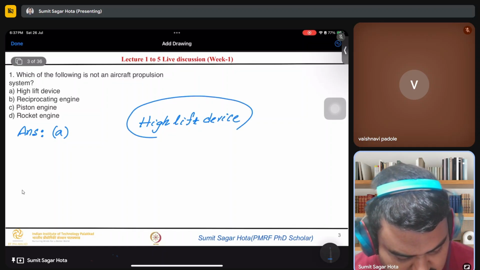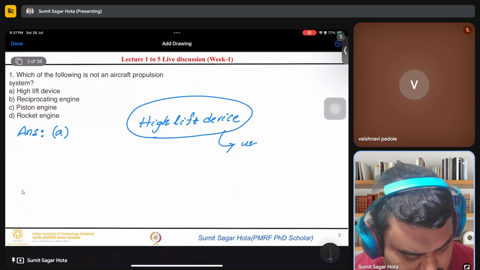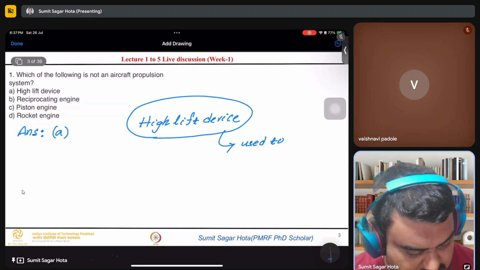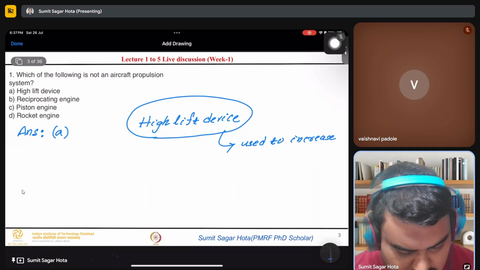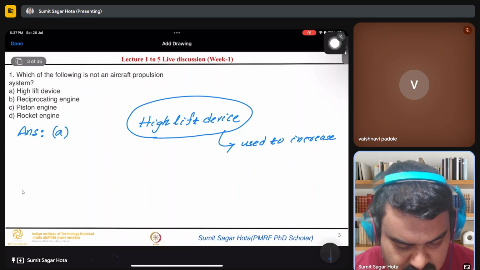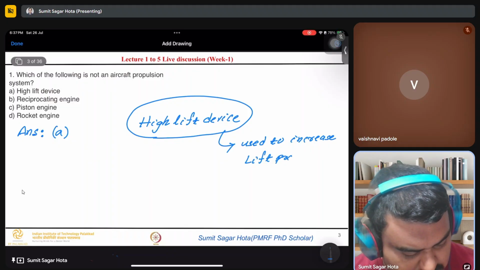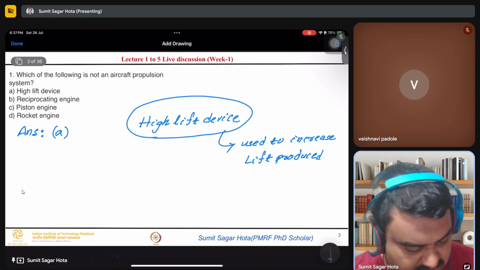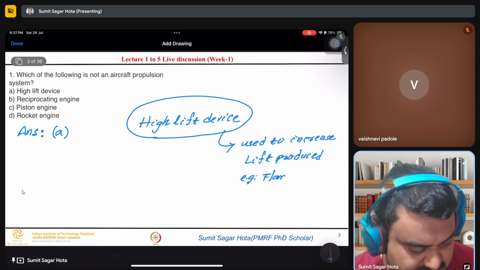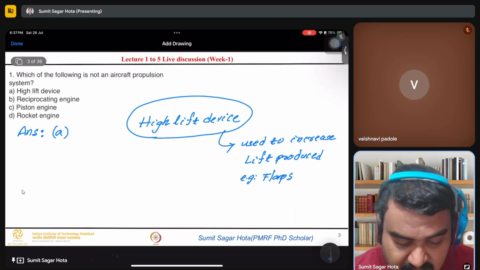This high lift device is used to increase the lift produced. One example I can tell is the flaps in the aircraft wings. Those flaps are an example of high lift devices.